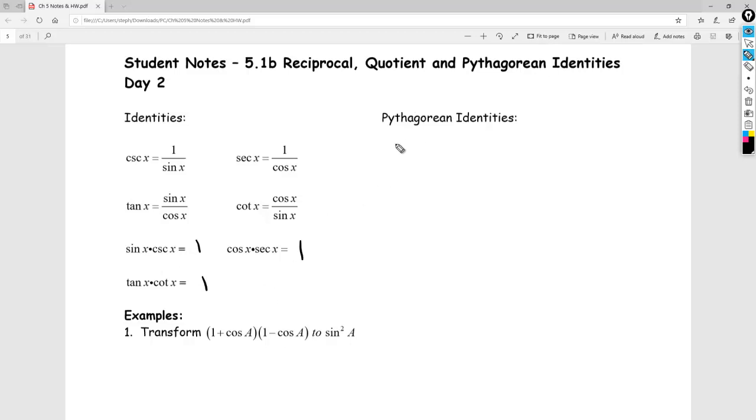Now for my Pythagorean identities, I start with sine squared of x plus cosine squared of x equals 1. And the idea is if I take everything and I divide by, say, sine squared of x, then I will end up with 1 plus cosine over sine is cotangent, and 1 over sine is cosecant.